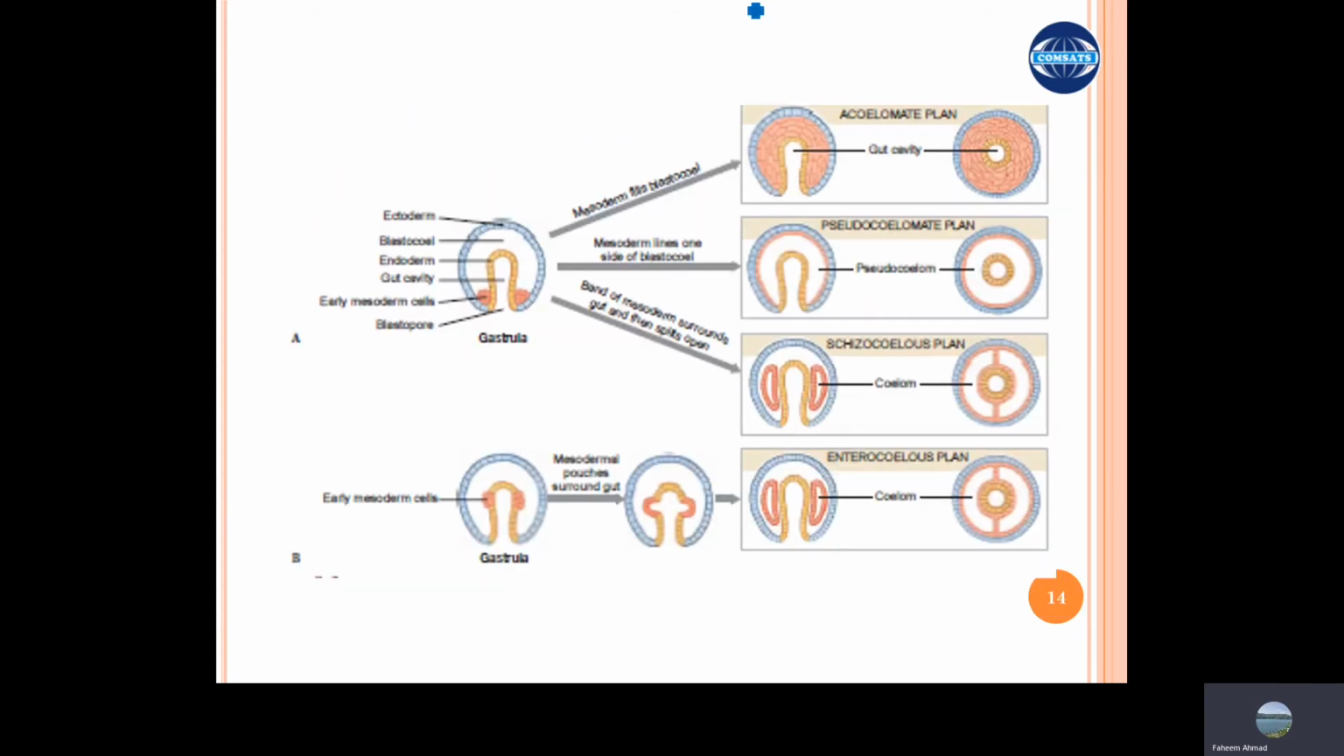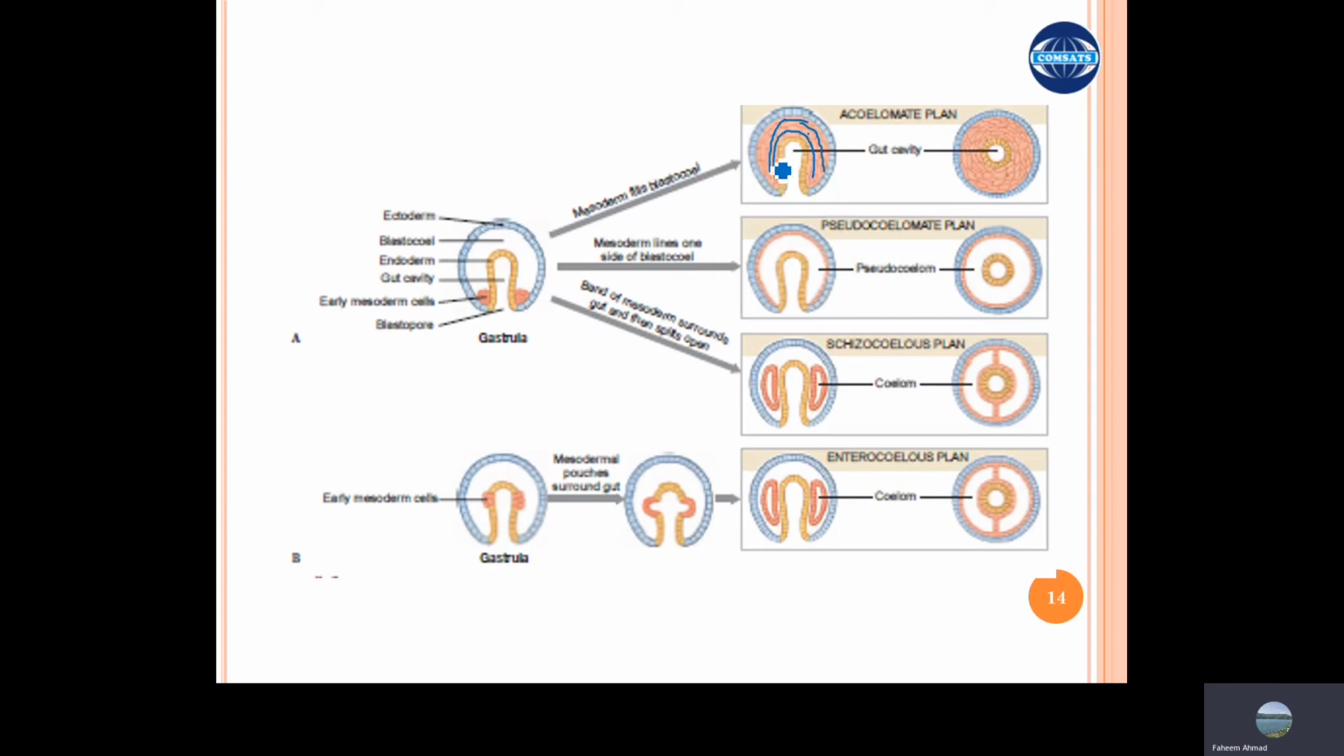In the next slide, you will see the type of protostomic development where the cells fill in the space between ectoderm and endoderm. These are the mesodermal cells. They fill the space and they keep filling it. They do not die and do not create any space. So these types of animals are called acoelomates.